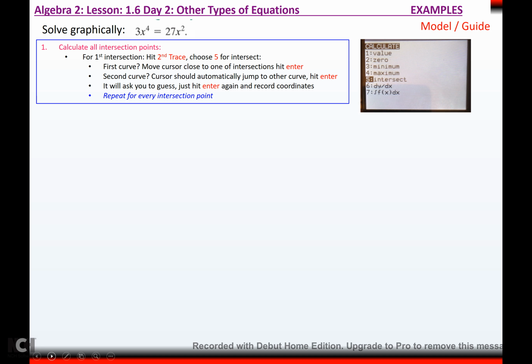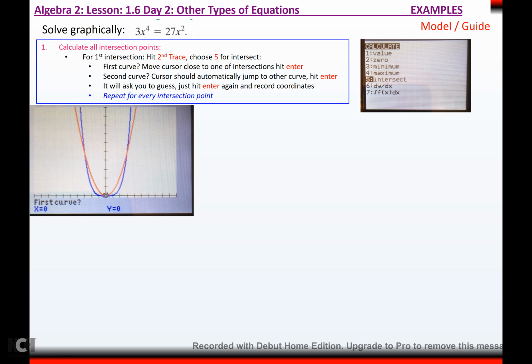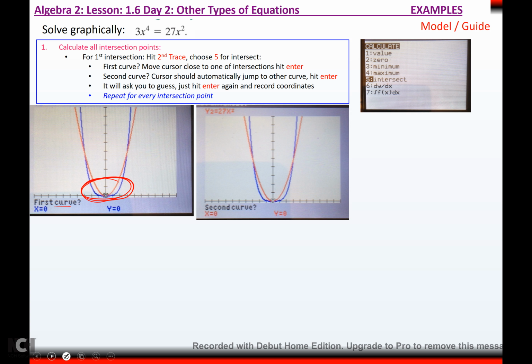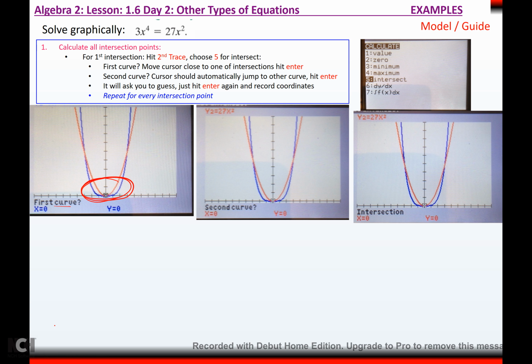Okay, so you're going to go to calculate intersection point again, but now you're on this one. So again, you want to just get in the vicinity around here, and it's going to ask you for first curve, and who knows if it's on the blue or the red right there at that point. And the calculator knows. You just got to be close to it. And you basically hit enter, and then the cursor will jump to the other curve and say second curve, hit enter. It's going to say guess, hit enter again, and then it'll finally give you the intersection point. So there's my 0, 0.